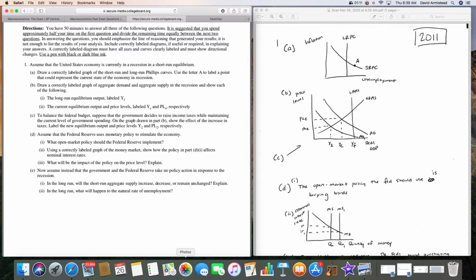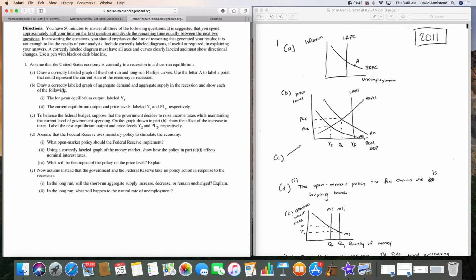Number one says, assume that the United States economy is currently in a recession and a short-run equilibrium. Draw a correctly labeled graph with the short-run and long-run Phillips curves. Use the letter A to label a point that could represent the current state of the economy in recession. Okay, so here you go. Number one, I've got it labeled A. Do that, it helps the reader. Remember to write out the words on your axes: inflation, unemployment. I've got my long-run Phillips curve, short-run Phillips curve, and then it's labeled A. There you go. That's it.